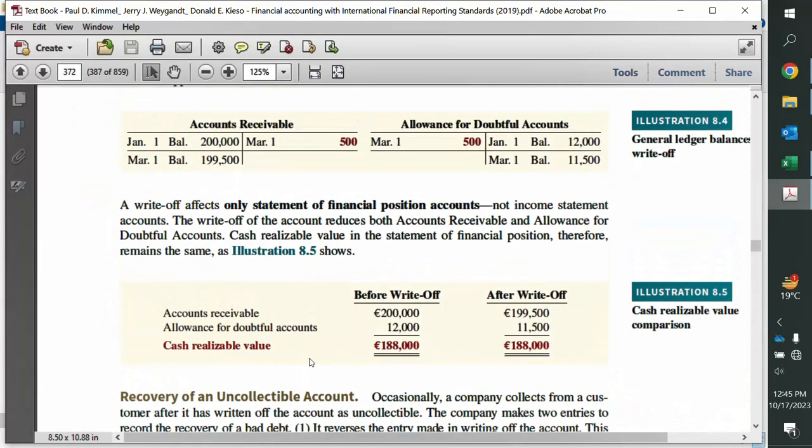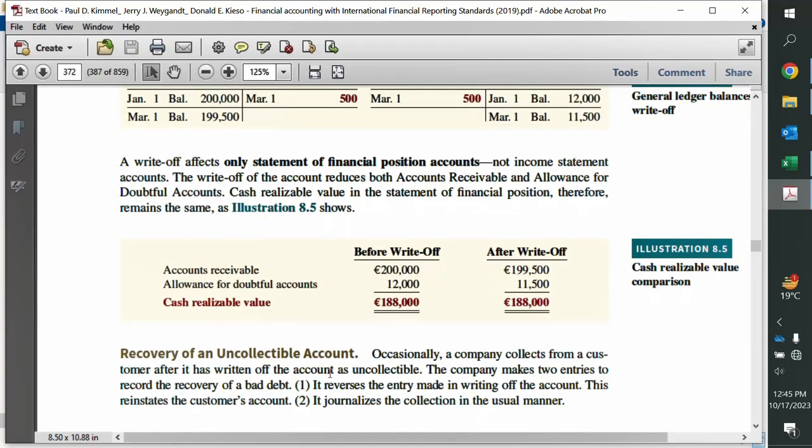So, recovery of an account receivable. This is equally possible, right? That a customer whose balance has been written off subsequently pays the amount.